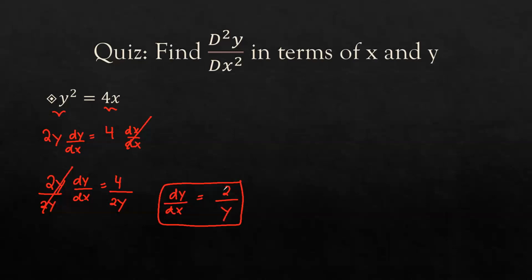Then what you're going to do is take the derivative of 2 over y again. So this is not the answer. I just want to box it because I'm going to have to substitute dy/dx later on.